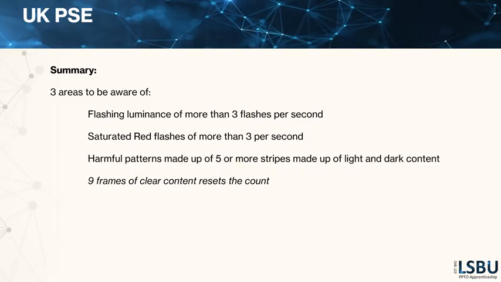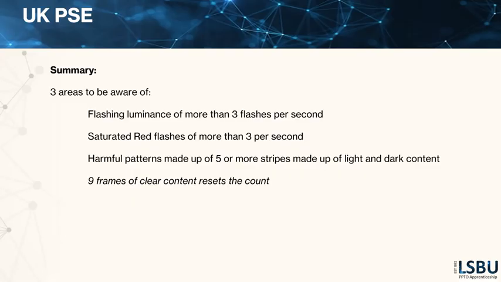So let's have a look at a summary of the rules. What are we talking about with flashing? Well, we're talking about flashing luminance. Luminance is brightness. So flashing brightness of more than 3 flashes per second, or saturated red flashes of more than 3 per second, or harmful patterns made up of 5 or more stripes made of light and dark content. So what's a flash? Well, it's 3 large changes of luminance per second, or 3 large changes of a saturated red color per second, or harmful patterns made up of 5 or more stripes made of light or dark content.